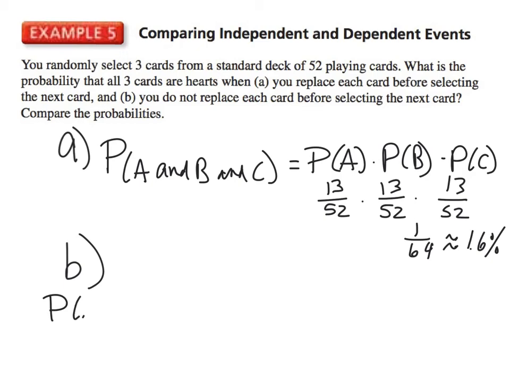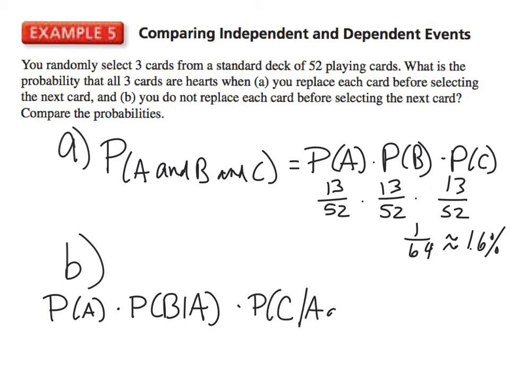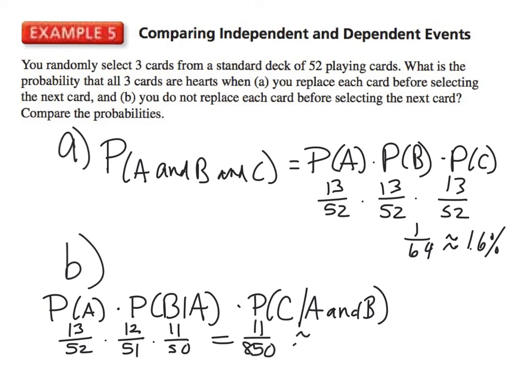Now the next one, the same process, the probability of A and B and C. But it's going to be the probability of A happening multiplied by the probability of B given that A happens, multiplied by the probability of event C given that A and B happen. So the probability of A, 13 out of 52. What's the probability of B given A? We pulled a heart out. The next one needs to be a heart. There's 12 left out of 51, multiplied by 11 out of 50. That would give us 11/850ths, or about 1.3%.